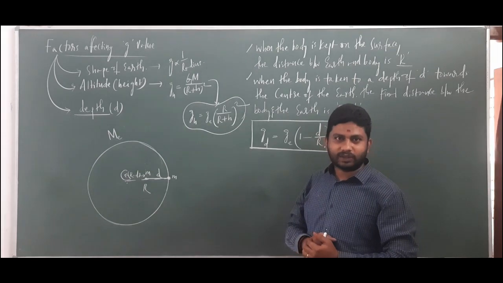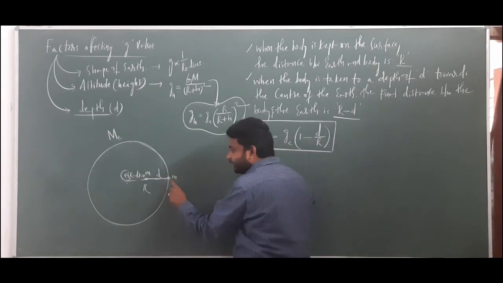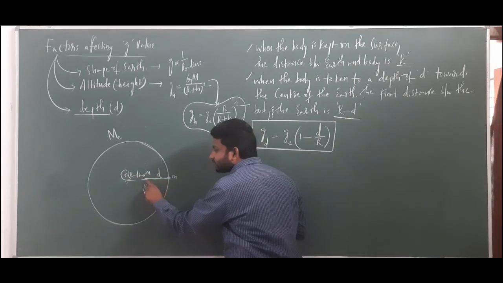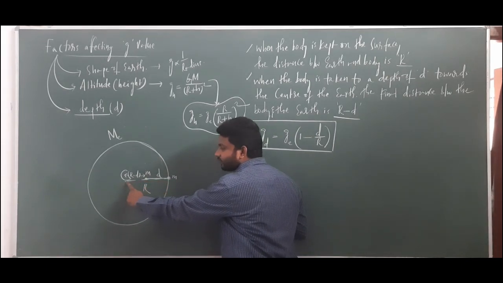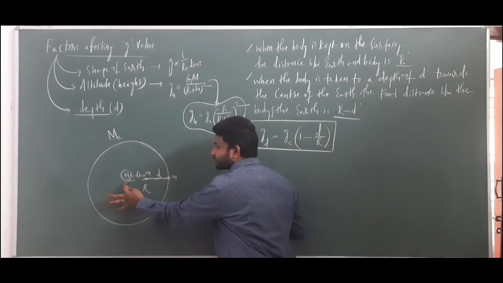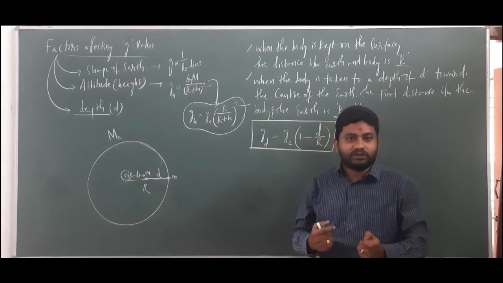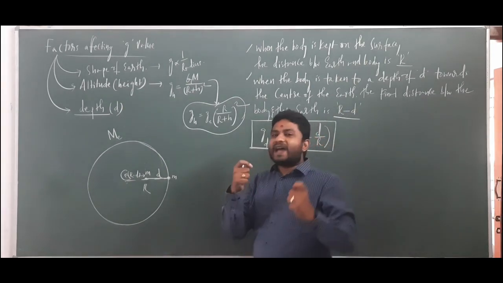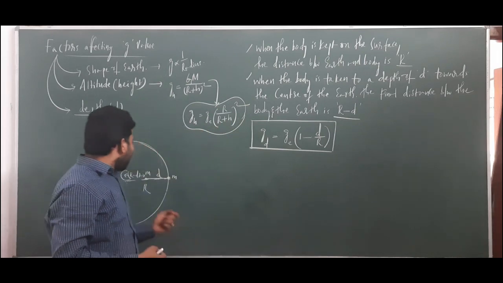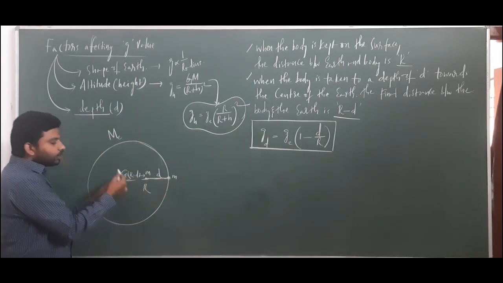Again, I am telling you, listen to me carefully. So now the body started from the surface and is taken to the deeper levels to the center of the earth. So what is the deepest level I have taken from the surface to the center? That is equal to the radius of the earth. That means if you want to find the acceleration due to gravity at the center of the earth, the depth to be taken is equal to R.